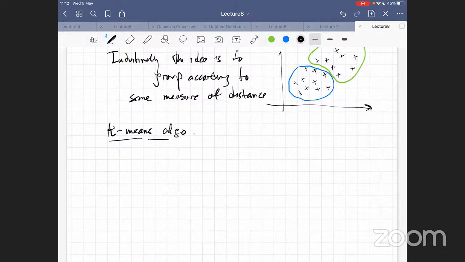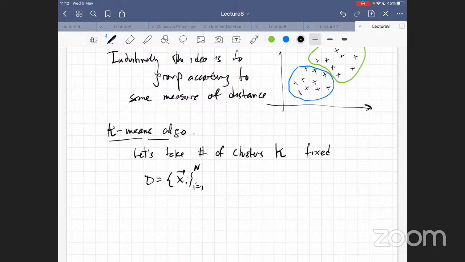So the very first thing we do is to take the number of clusters k to be fixed. So this is given, and then you have your unlabeled data set, indexed 1 to n. And for each point in your data set, you build some binary vector, r_i, which is just r_i1, r_i2, ..., r_iK.